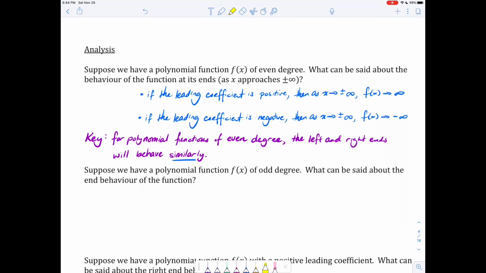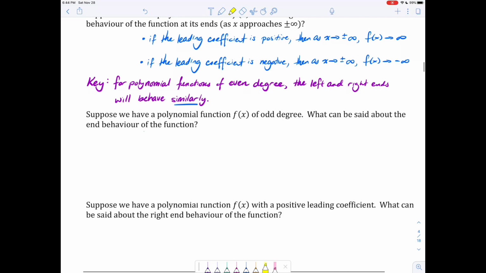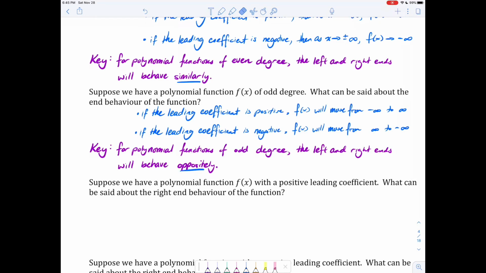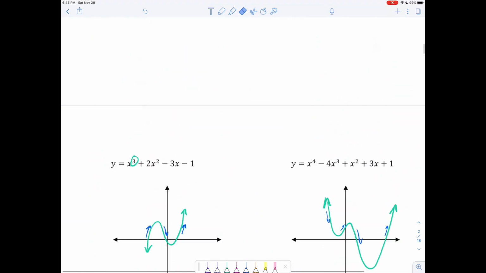Now suppose we have a polynomial function of odd degree. What can you say about the end behavior of the function? Again, I ask you to pause the video, look at the graphs we have that have odd degree, and explore and hypothesize what you think is going to happen, or what we can say about the end behavior. What happens on the left and what happens on the right when we have an odd degree, because I am going to spoil it. If the leading coefficient is positive, f of x will go from negative infinity to positive infinity. And if the leading coefficient is negative, we're doing the opposite, from positive to negative. That's what we see here.